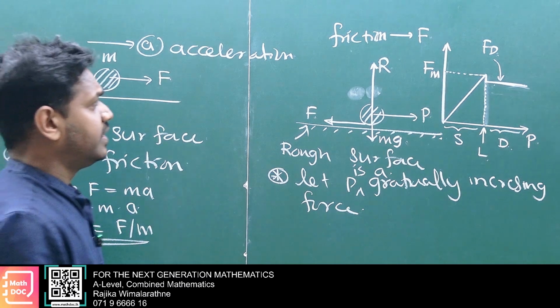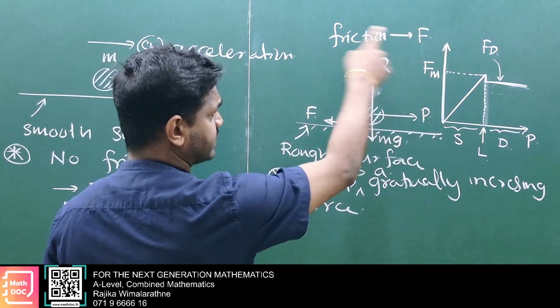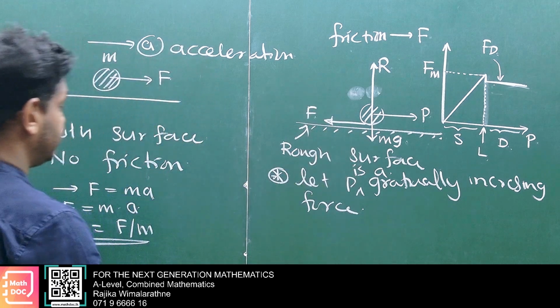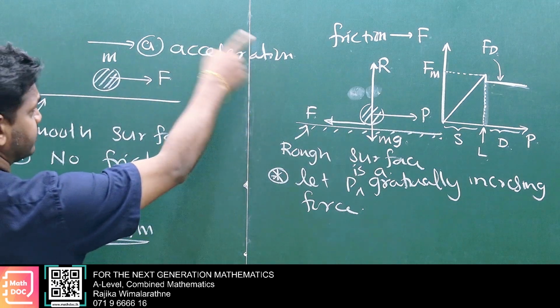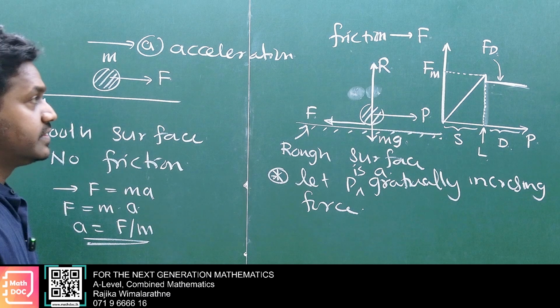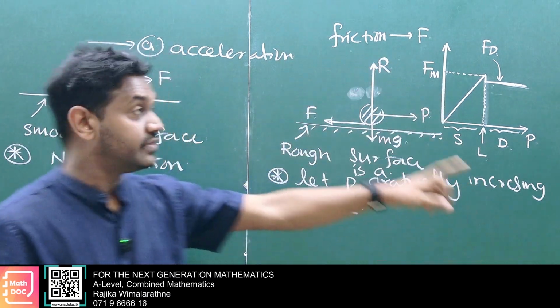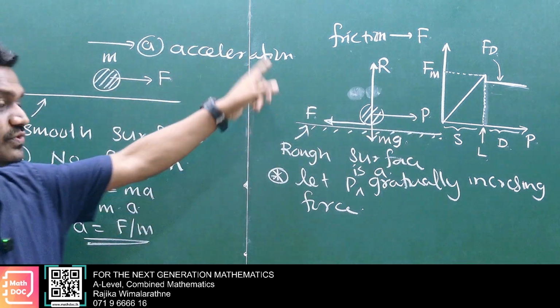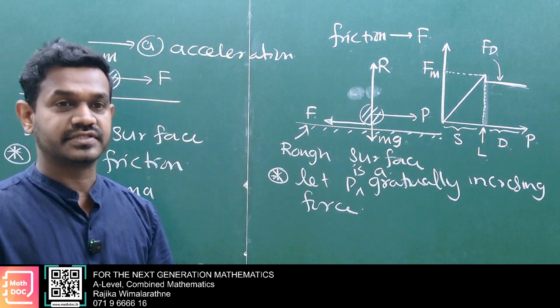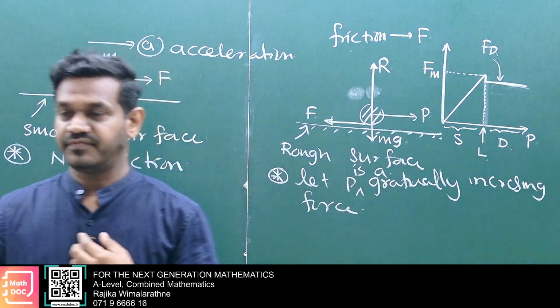Now sketch this one, and by the side write this as well. This is for smooth surfaces, but here we don't worry about smooth surfaces. We are only concerned with rough surfaces now.